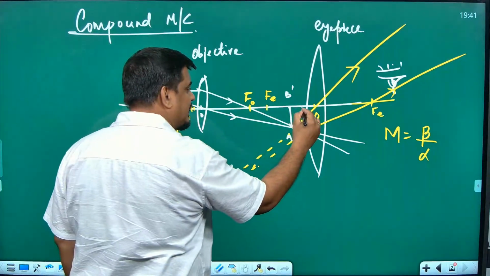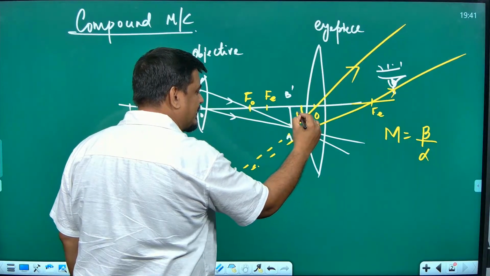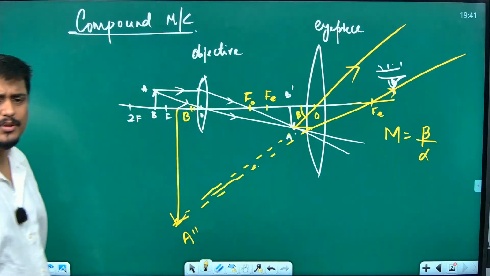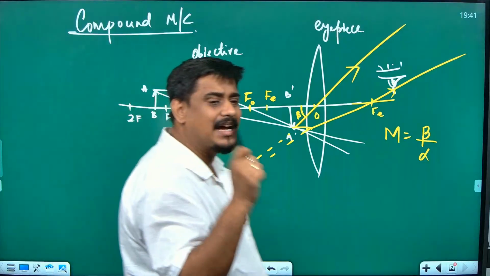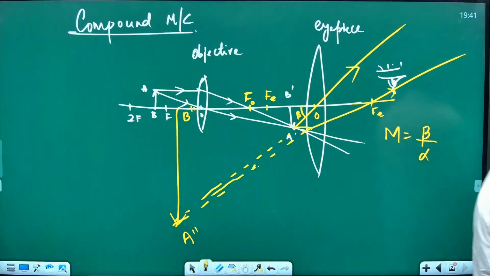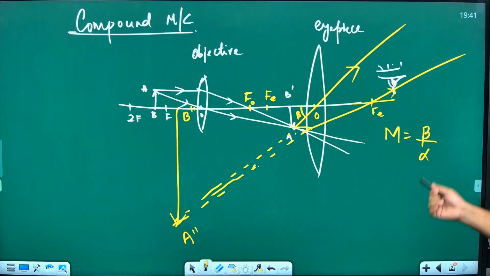What angle does it subtend here? What is that? Beta. Is beta clear to you? Beta is the visual angle subtended by the final image. What is alpha? The visual angle subtended by the object kept at D, theoretically.